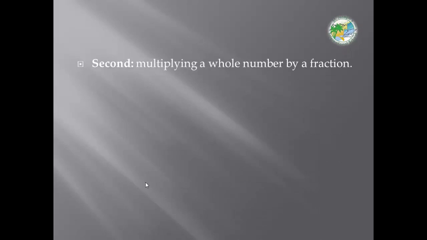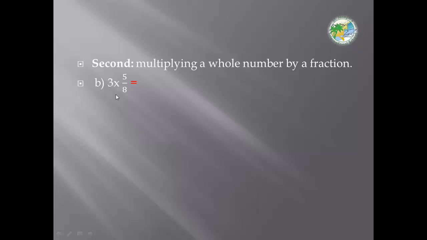Second, multiplying a whole number by fractions. احنا قلنا الwhole number هو الinteger number. طيب like this one: 3 times 5 over 8. Any whole number's denominator is 1. Okay? Remember always, any whole number's denominator is 1.